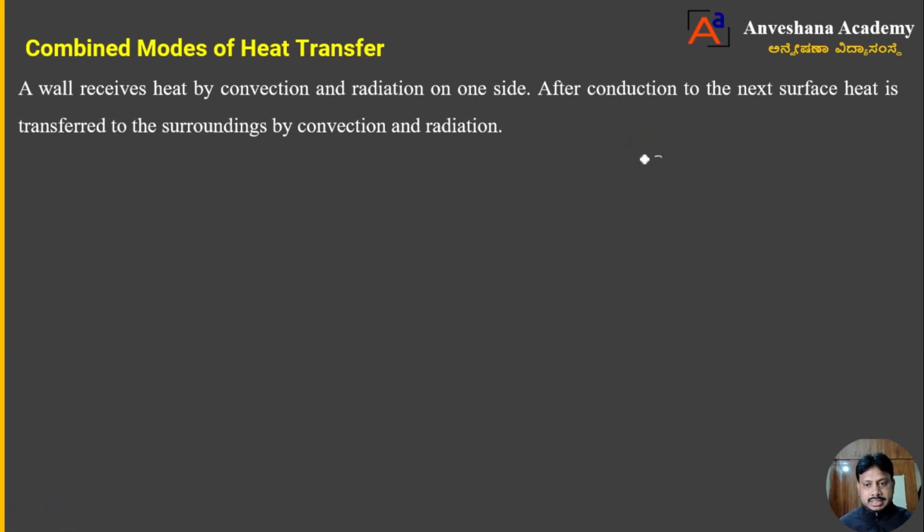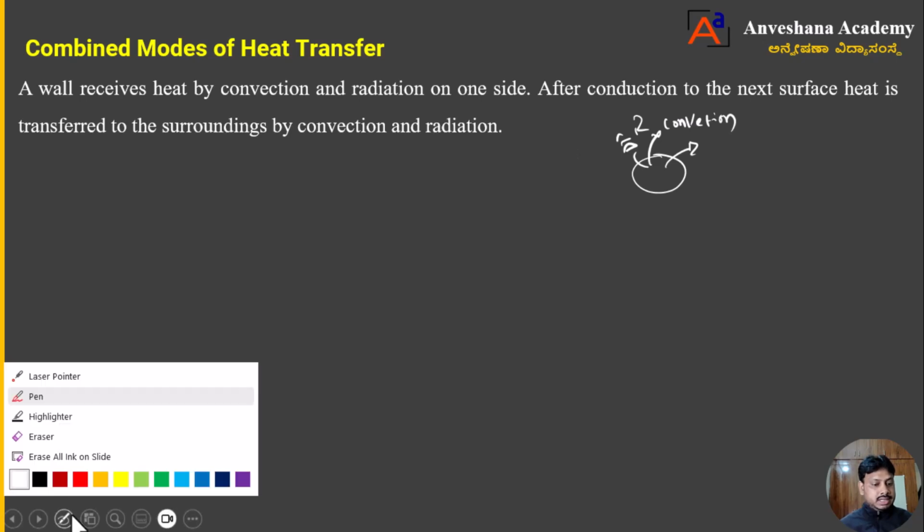Okay, I will take a system. In that system, combined mode of heat transfer means heat is going to transfer from the system to the surrounding or from the surrounding to the system in two or more modes of heat transfer. Convection and radiation it may take, or convection, conduction, radiation it may take. So if the heat transfer simultaneously takes place in two or more modes, then that type of heat transfer you can call a combined mode of heat transfer, dear students.